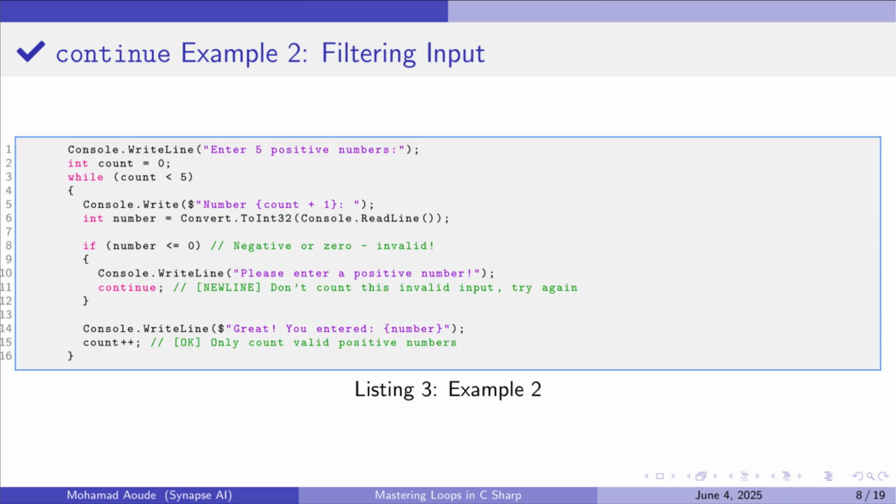Next, imagine prompting the user for 5 positive numbers. If they enter 0 or a negative, we don't want to count it, but we do want to let them try again without wasting an iteration. Here, continue skips the count++ for invalid input. The loop repeats until we have exactly 5 valid entries.